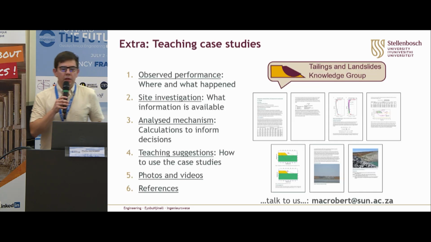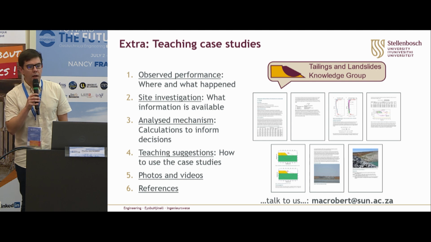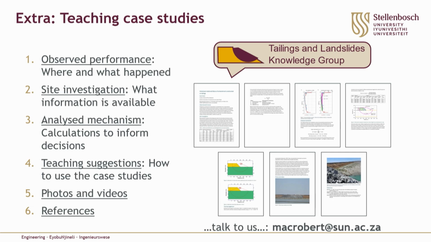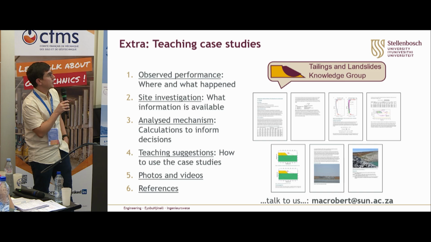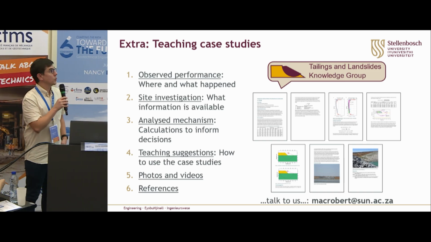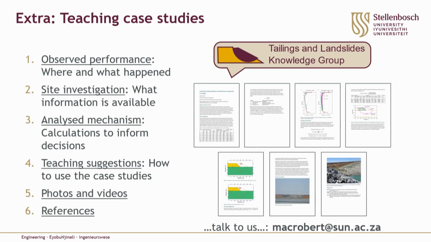These case studies are available, and they are written up with five headings: the observed performance, so what, where, and what happened; the site investigation, what information is available; the analyzed mechanism, calculations to inform decision. And then we also give some teaching suggestions, how to use the case studies, and then photos, videos and references. And this is just an example of the one where they built the embankment over the tailings, the information that is available. If you email me, I can share those with you.